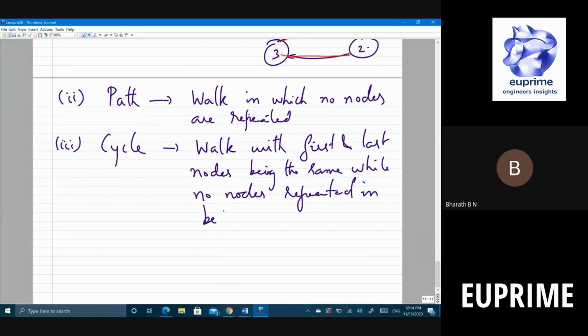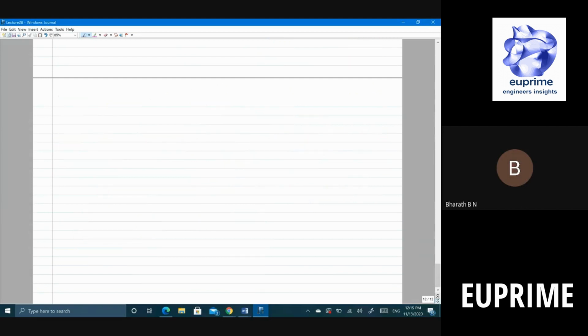Okay, is this fine? A cycle is like this. There are nodes in between. A path has no repetition. It's a walk, but there is no repetition of any node. At least you start here and come back here. At least this node is repeated in a cycle. Only this node is repeated. That's a cycle. A walk is arbitrary. A path is without cycle.